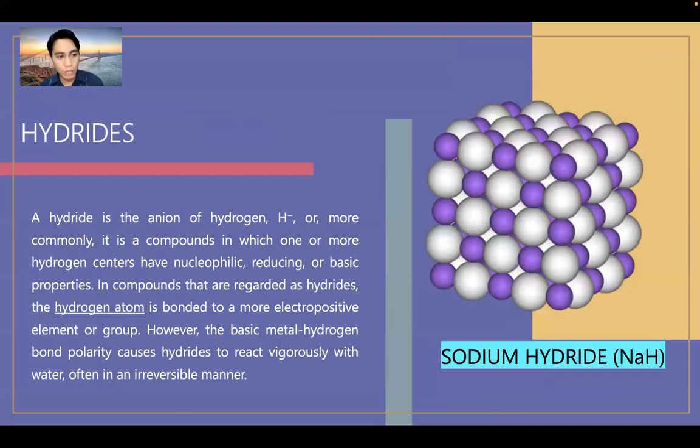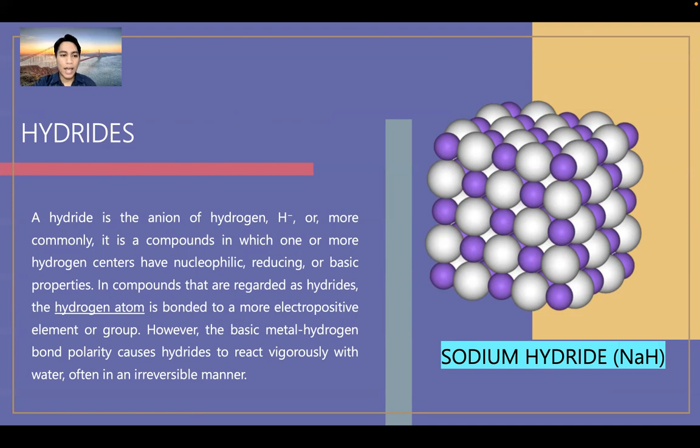Okay, now let's proceed to hydrides. What is a hydride? A hydride is an ion of hydrogen, or more commonly, it is a compound in which one or more hydrogen centers have a nucleophilic, reducing or basic property in compounds. In these compounds, the hydrogen atom is bound to a more electropositive element or group. However, the basic metal hydrogen bond polarity causes the hydride to react vigorously with water, often in a reversible manner.